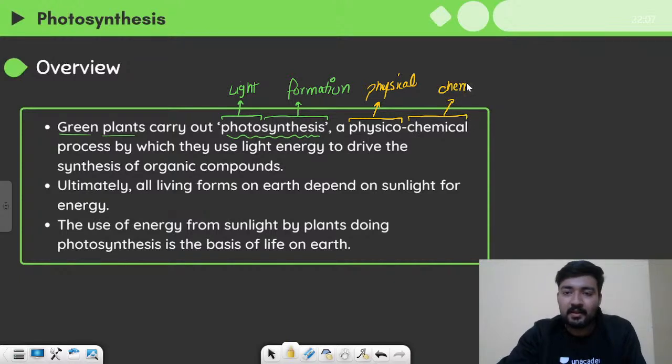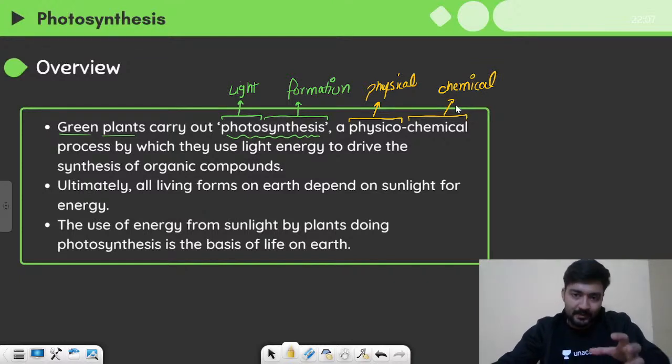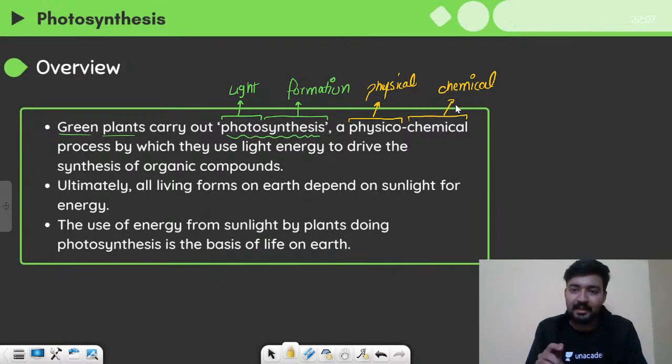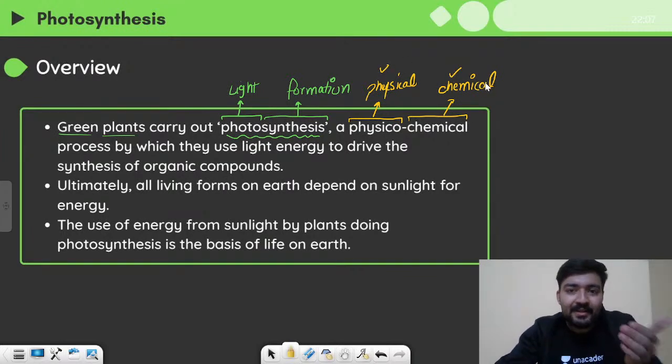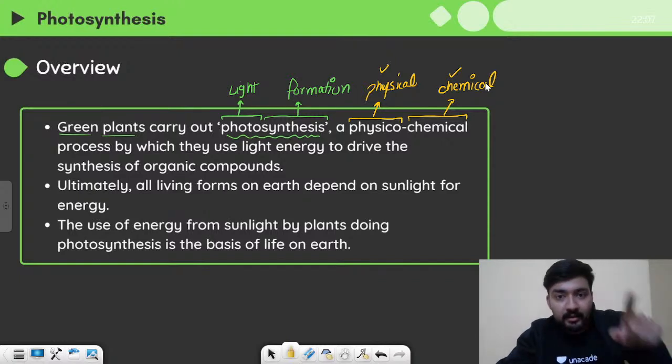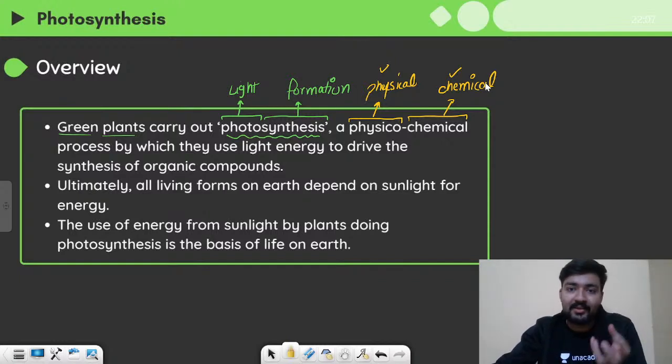So this is a physico-chemical process. Every biological process, in fact, is a physico-chemical process, because if we zoom in, we'll observe that the changes happening on the microscopic level in biology are actually physical and chemical changes. Certain chemical reactions and certain physical changes are happening, and the whole mixture of all these changes leads to a biological process or a biological change.